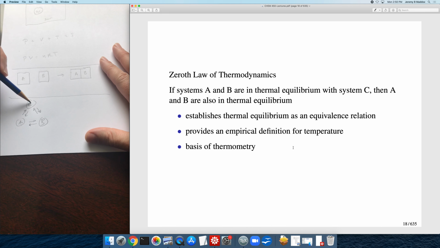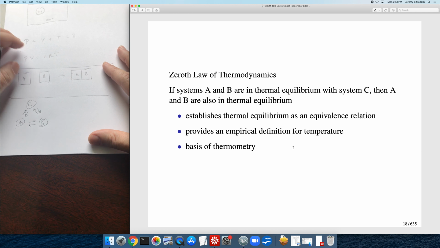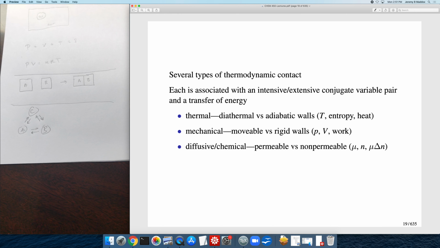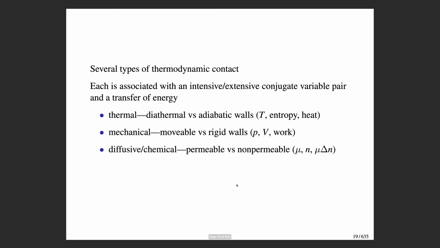So if you pretend that object C here is your thermometer, and you go and you measure the temperature of a glass of water, and you establish it to have a temperature of 25 degrees Celsius, and then you take your thermometer and walk across the room and measure the temperature of a second glass of water, and it's also at 25 degrees Celsius, then you know that if you brought the two glasses of water together, they would already be in thermal equilibrium. So that's the Zeroth Law.